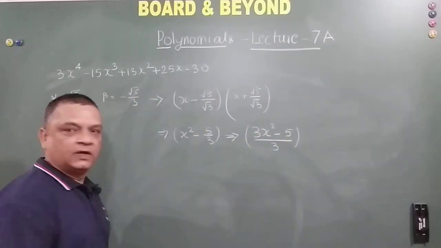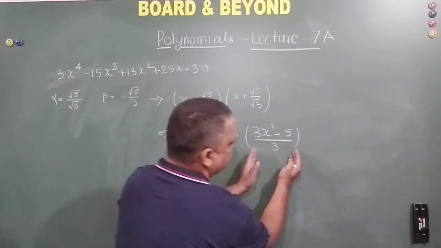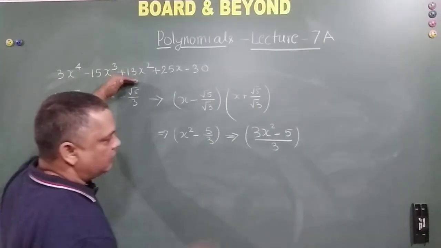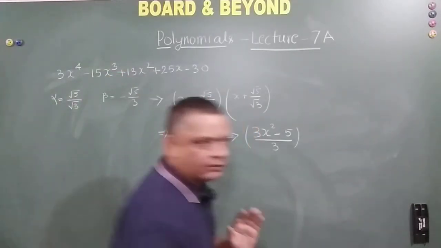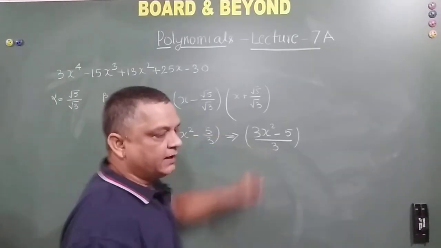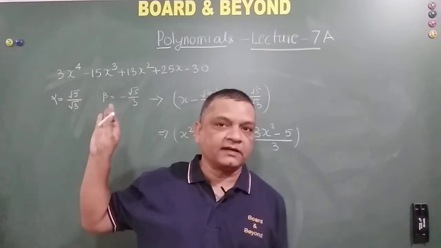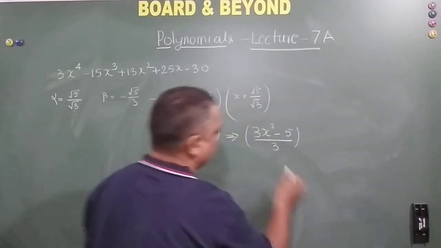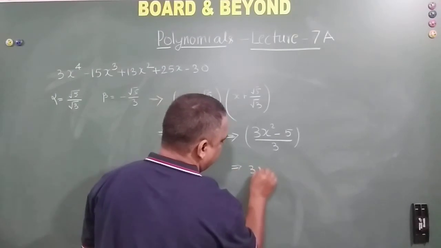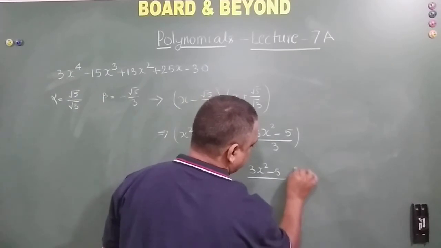Now we have arrived at a conclusion that this is a factor of this. Now let me give you another point also. If this is a factor, then this multiplied by a constant will also be a factor. Correct? So in that sense, we can say that 3x square minus 5 is a factor.